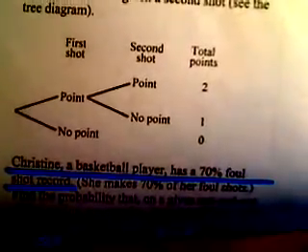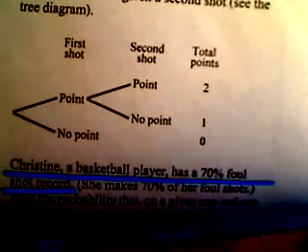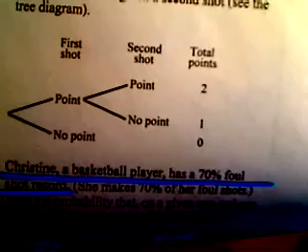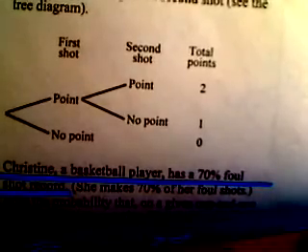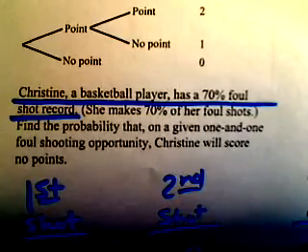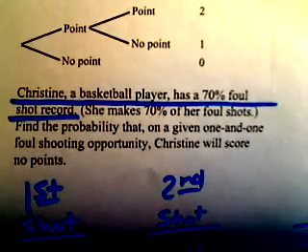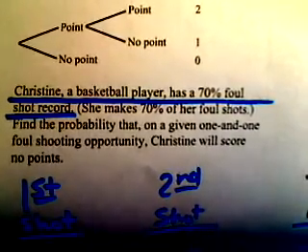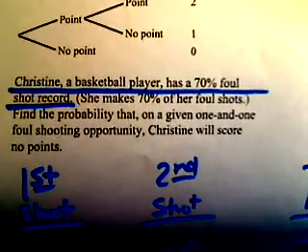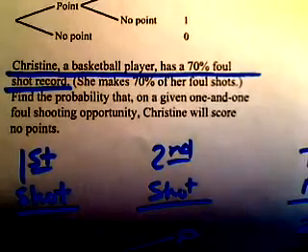So here's their tree diagram. First shot, you can either get a point or no point, and then the second shot, if you do get a point, is either point or no point, and then the total points. Okay, and then they're asking us, Christine, a basketball player, has a 70% foul shot record. Okay, which means she makes 70% of her foul shots, and they want us to find the probability that on a given one-on-one foul shooting that she will score no points.